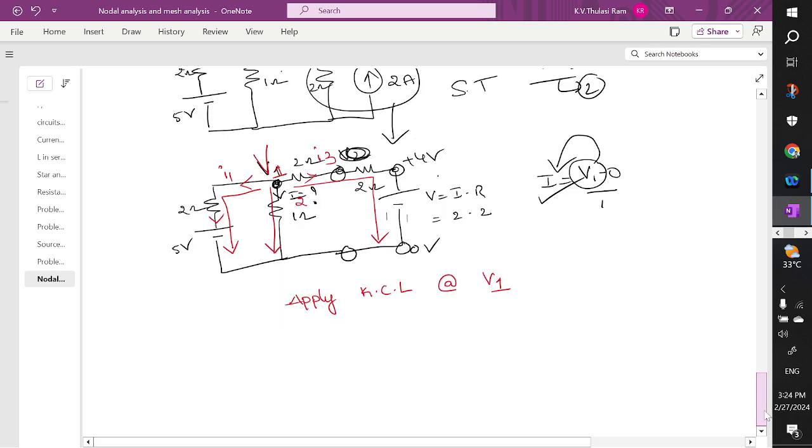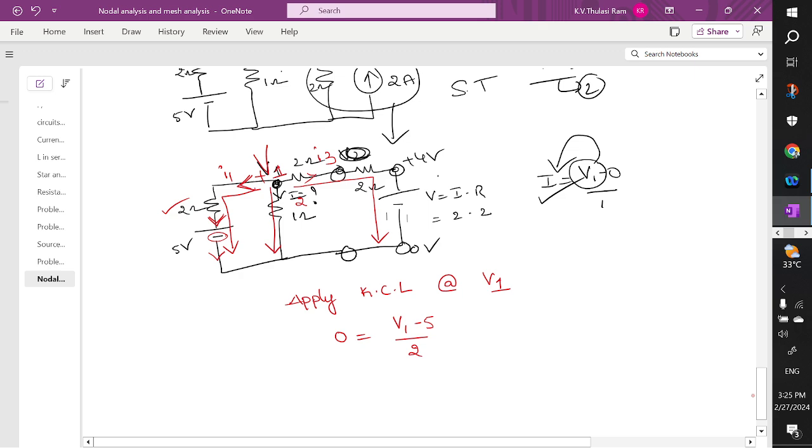When you apply it at node V1, how many entering currents are there? As per our nodal analysis, there is no entering current, all are leaving currents. 0 is equal to V1. So current is leaving. What is the leaving polarity of the voltage? V1, and current travels in the 2 ohm resistor. What is the leaving polarity we have here? Minus 5. V1 minus 5. High potential minus low potential by R. What is the branch resistance? 2 ohm.